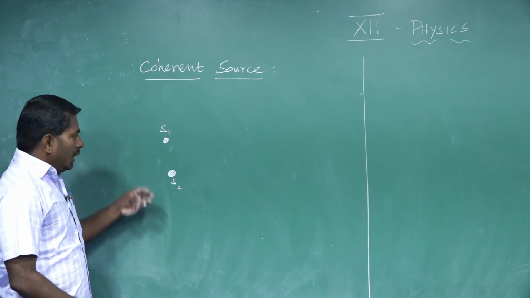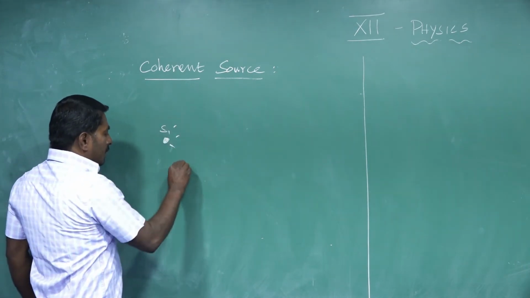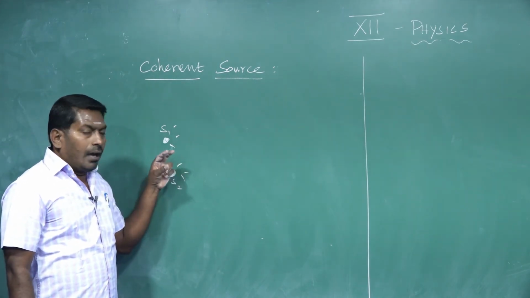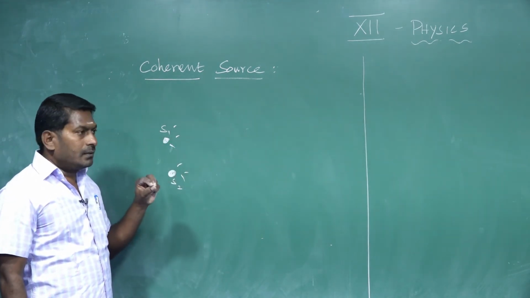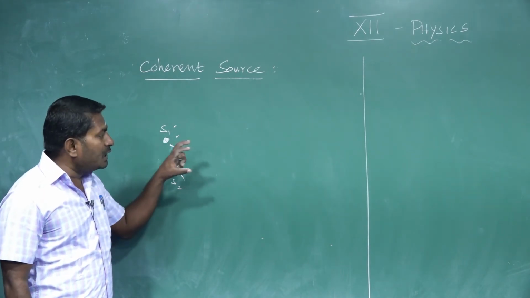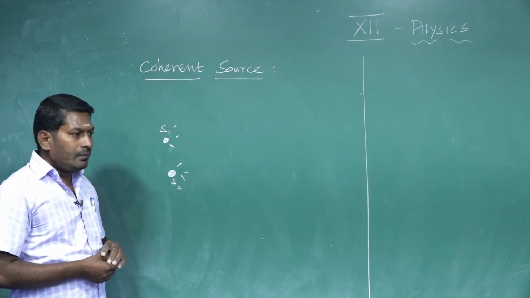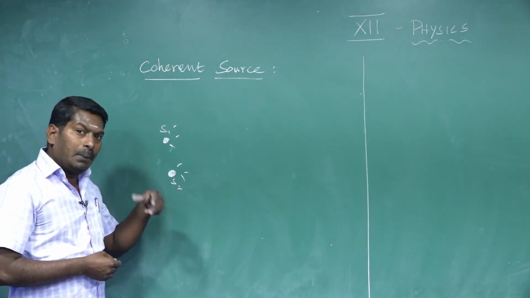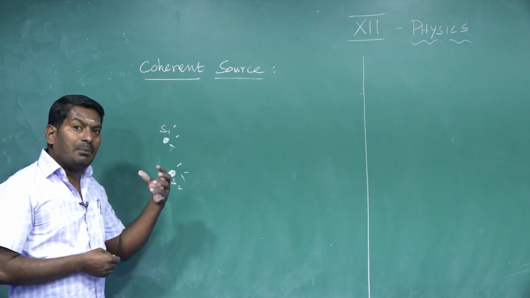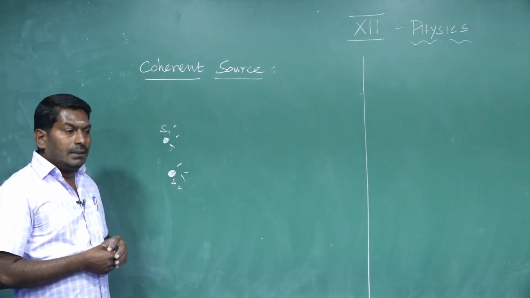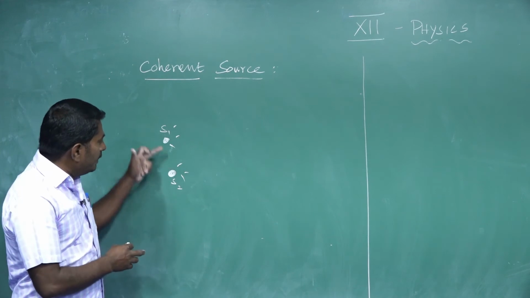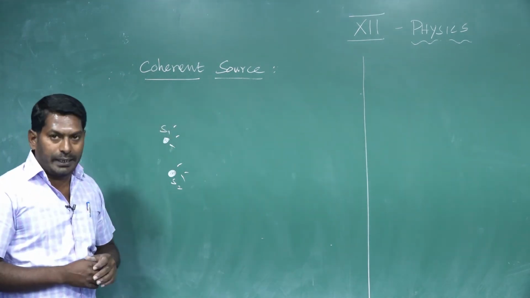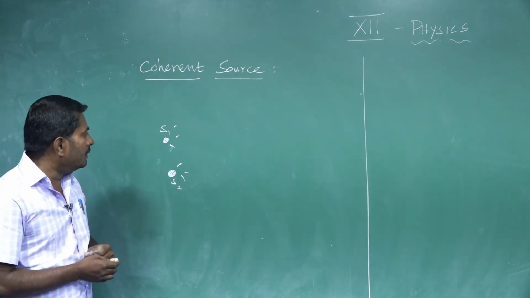If both sources of light emit light waves that are in phase or have a constant phase difference during propagation, and both waves have the same amplitude, the same waveform, and the same frequency or wavelength, then the two sources of light S1 and S2 are said to be coherent sources of light. So keep it in your mind.